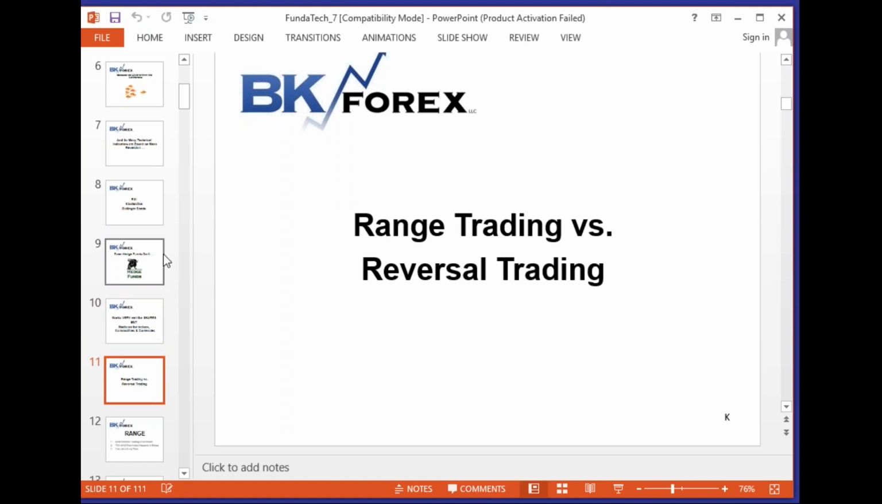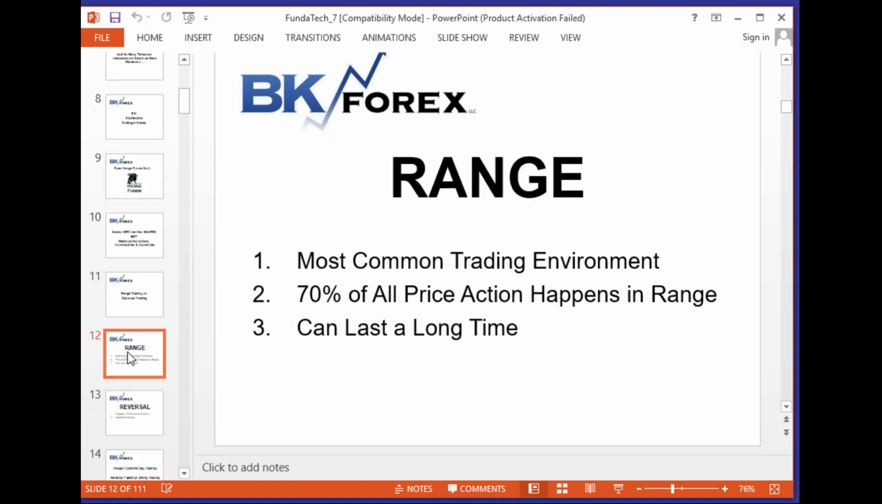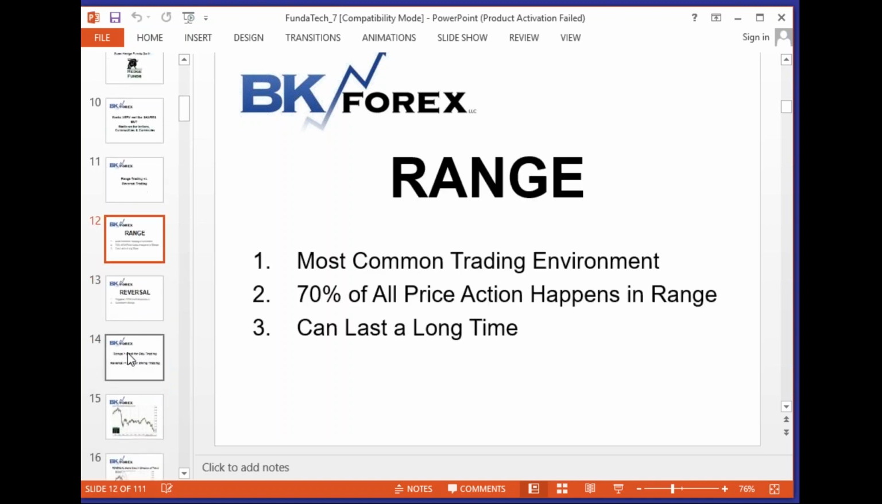So in order to pick tops and bottoms, we've got to understand that we may be doing different things. You may be picking tops and bottoms in a range-bound environment, or you may be picking tops and bottoms and looking for a major reversal. The range-bound environment is the most common environment. So if you're picking tops and bottoms, most of the time, if you're looking to do it on a day-to-day basis, you're most likely looking to do it in a range-bound environment.